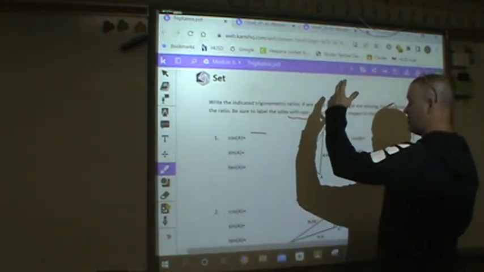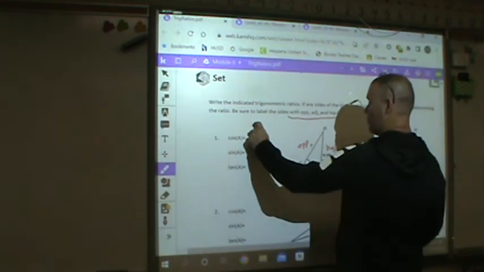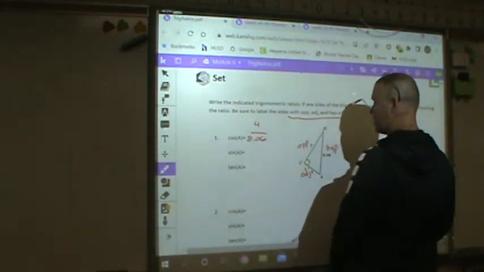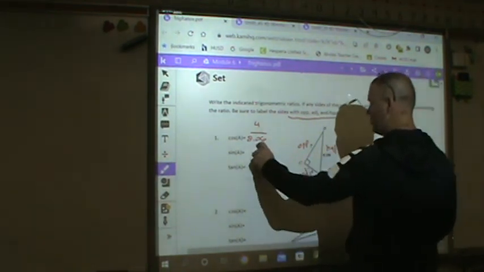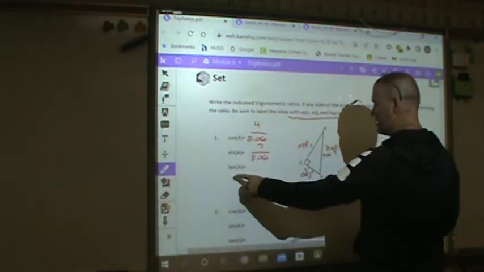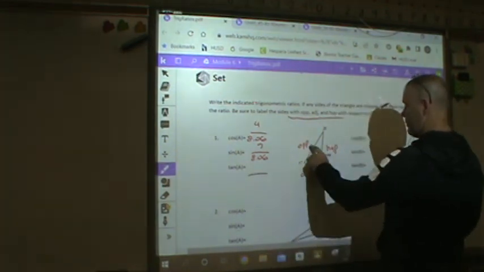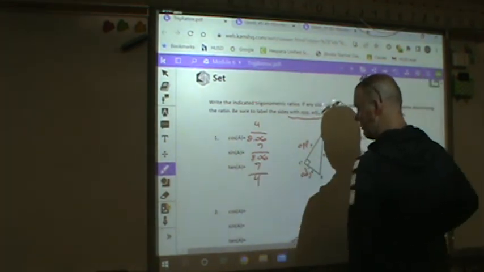The cosine is adjacent over hypotenuse, so 4 over 8.06. Sine is opposite over hypotenuse, so 7 over 8.06. And tangent is opposite over adjacent, 7 over 4.